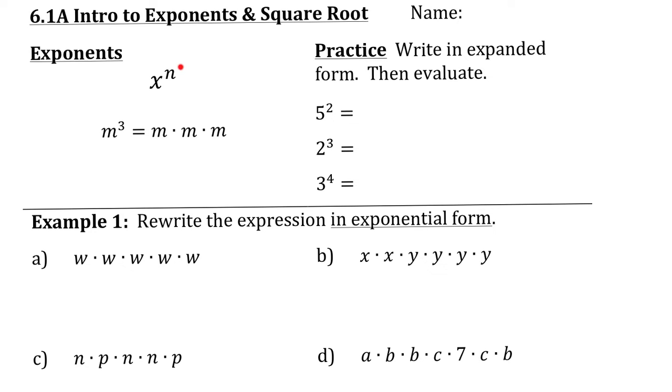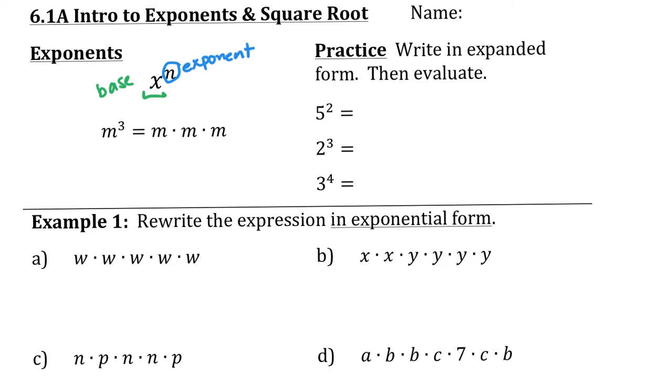Okay, this is an exponent. This little number on the right and towards the top, this is the exponent part. The big number, that's normal size, this is called the base. The exponent tells you how many times to multiply the base by itself. So for example, if it's m to the third, it's saying multiply the base m times itself 3 times. So m times m times m.